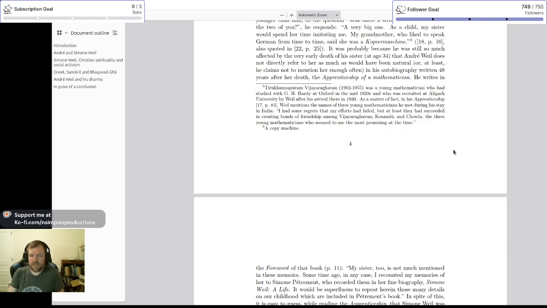In 1930. As a matter of fact, in his Apprenticeship, Weil mentions the names of 3 young mathematicians he met during his stay in India. I had some regrets that my efforts had failed, but at least they had succeeded in creating bonds of friendship among Vijayaraghavan, Kosambi, and Chowla, the 3 young mathematicians who seemed to me the most promising at the time. Yeah, copy machine. Got that.